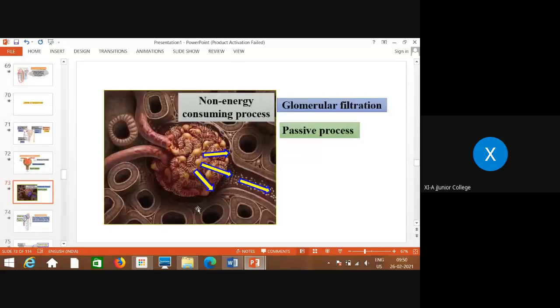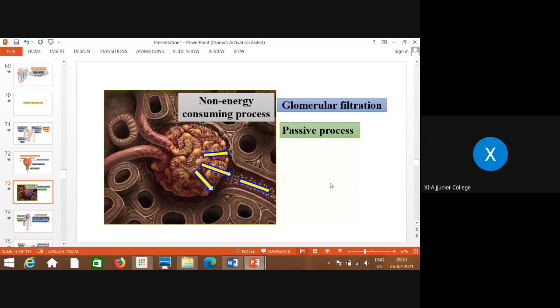So try to understand this. This is one more diagram where the afferent arteriole is shown, and here is the glomerular region. Because of the hydrostatic pressure created, the filtrate from this glomerular part enters the PCT, and this takes place passively, without utilization of energy. So this is considered to be a passive process.